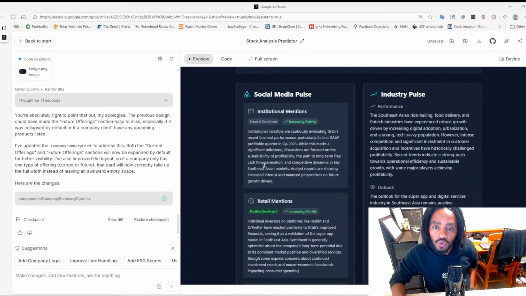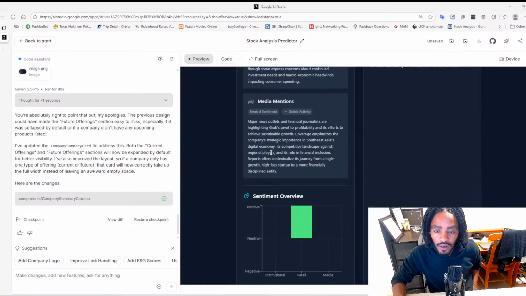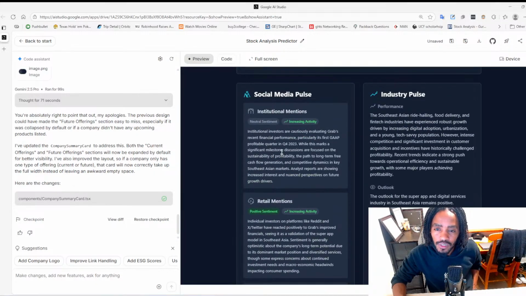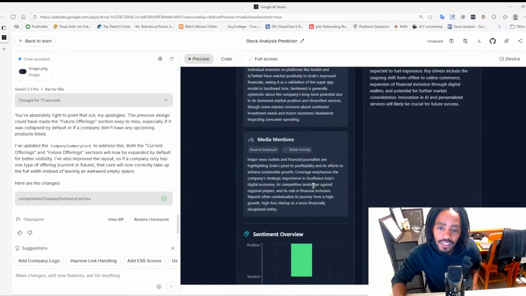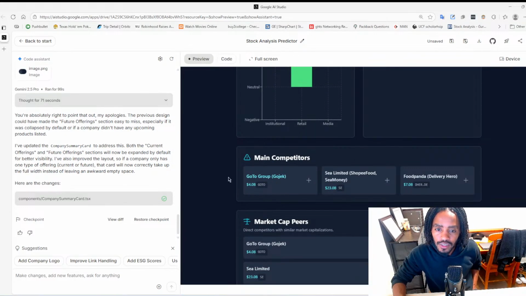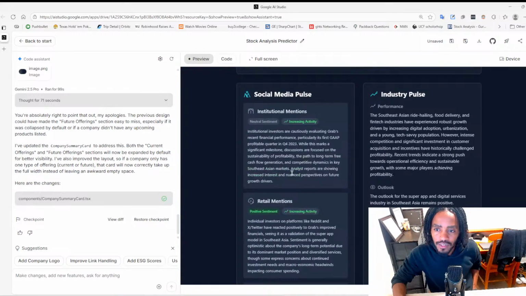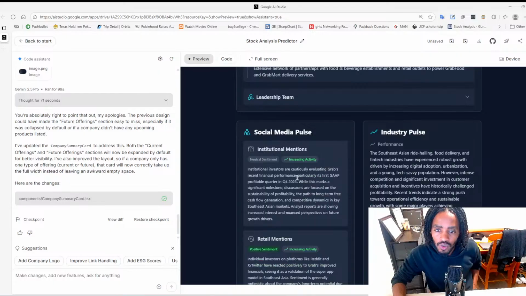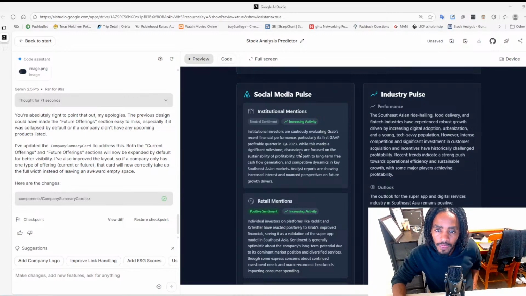Next, we're looking at social media trends. I think the only thing about the social media trends is, if I'm thinking of a user, what do they want to see? I would say they'd want to see something like this, like whether it's positive, negative, or something like this. So, increasing activity, institutional investors. All right.